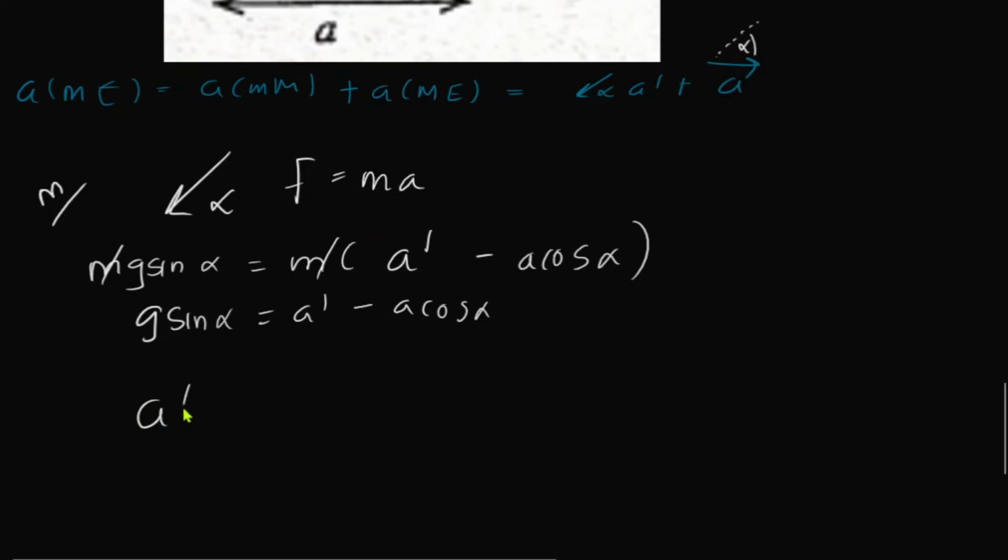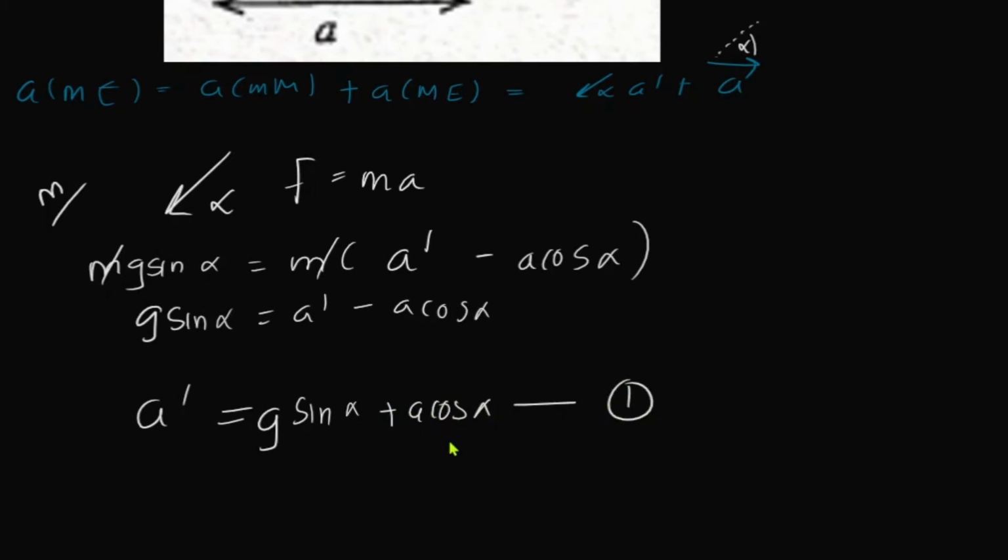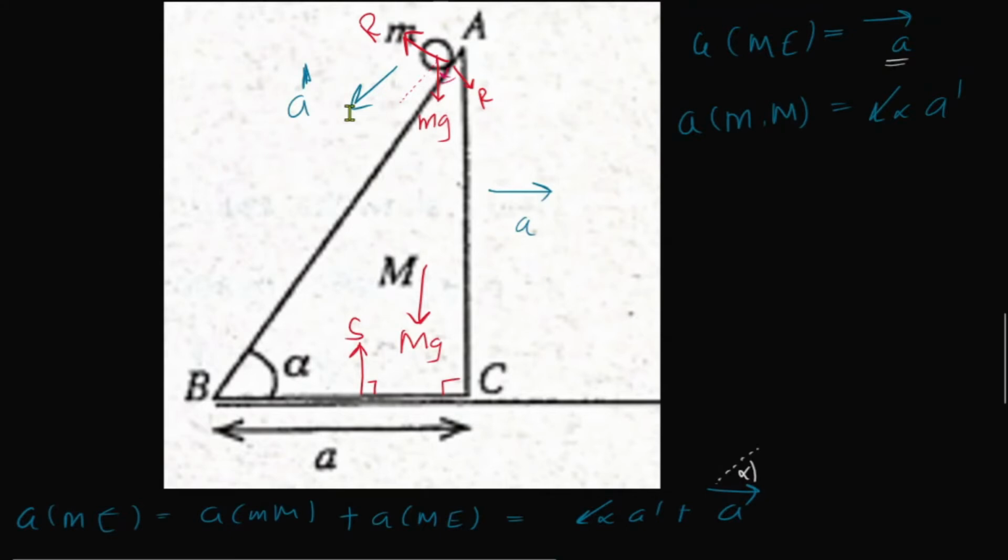So therefore let us subject a dash and eliminate it. G sine alpha plus a cos alpha. Okay, this is the first equation. Now let us go for the next equation. Actually there are two unknown parameters, a dash and a. So therefore we need two equations to get the answer.